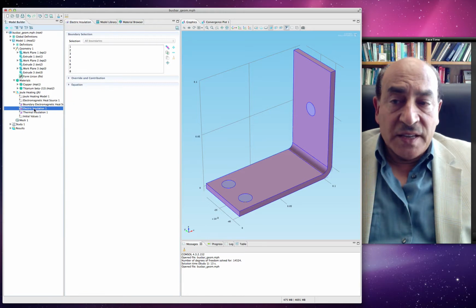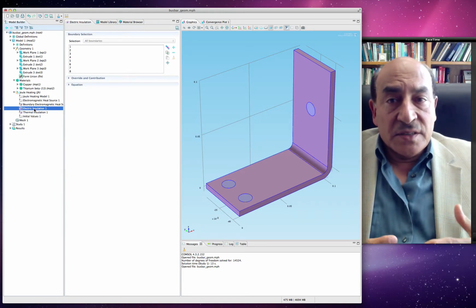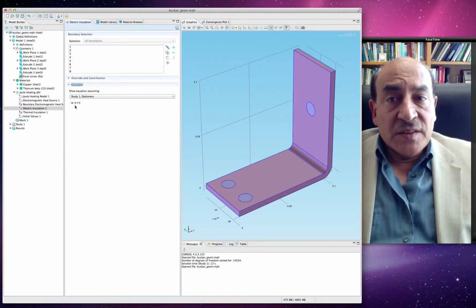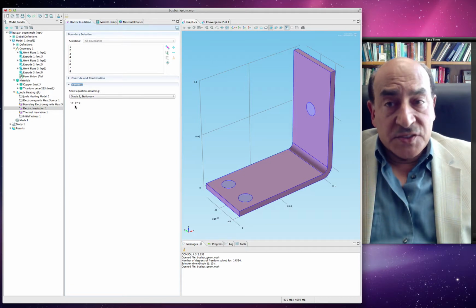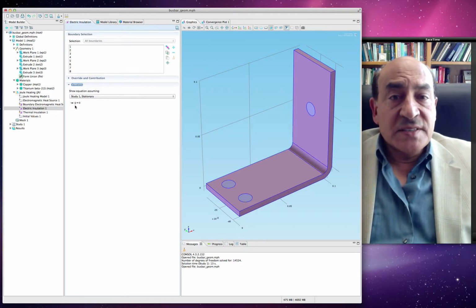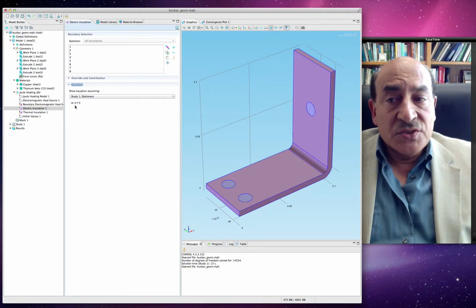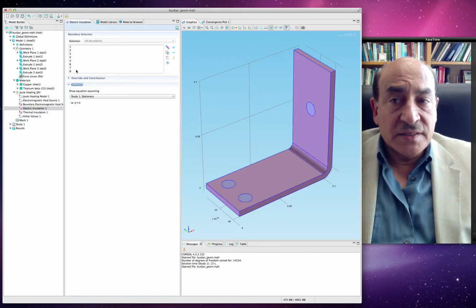First, if we look at electric insulation, we have boundary conditions that come default, that all of the boundaries here are electrically insulated. Meaning, what is the meaning? You can see the meaning in the equation. That n dot J, n is the normal vector to the surface, J is the current, is equal to 0. It means that there's no current coming out of the surface. That means it's insulated. So all of the boundaries come to be electrically insulated here, until we override that.